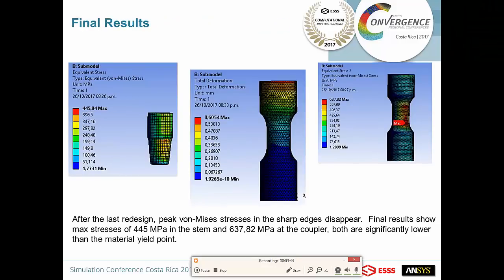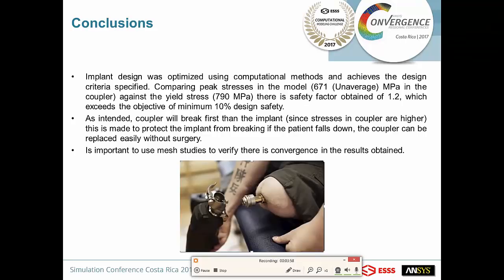And finally, we have our results. In this case, we can see that we have a really lower stress in the stem, and the project is ready, and we have these conclusions.